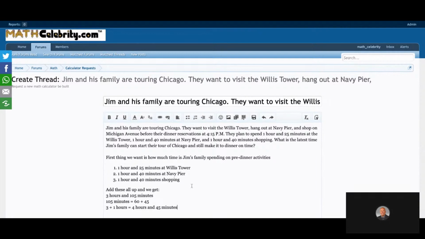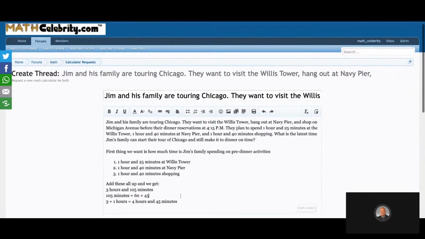All right. So this is one of the tricks here if you don't know time. Anytime you get minutes above 60, you got to convert to an hour and subtract off 60. So 105 minutes is really 60 plus 45. The 60 is credited for another hour, and we're left with 45 minutes. So we got 4 hours and 45 minutes that Jim's family spends on pre-dinner activities.